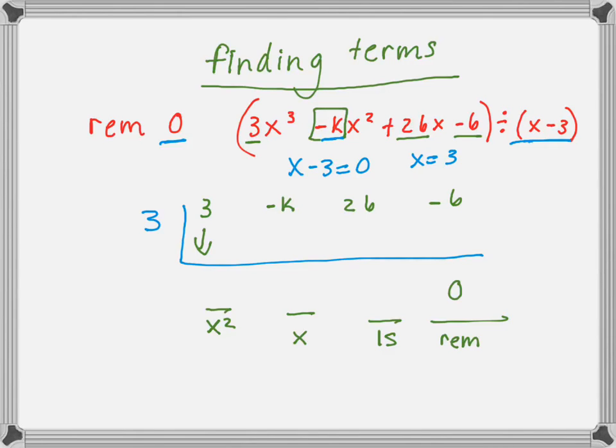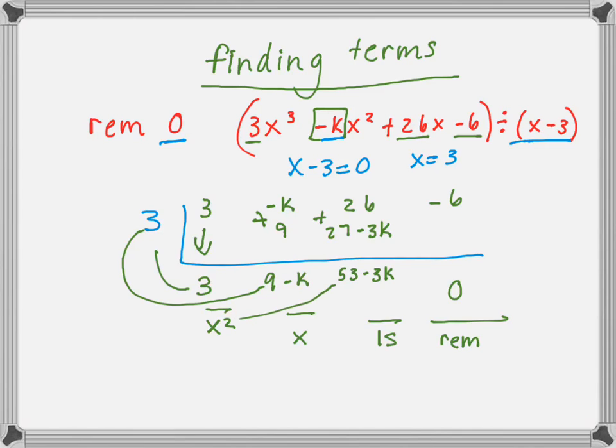So we bring down the 3. We multiply these together, we get 9. Now here's where it gets a little complicated. Once we add the k and the 9, we're going to keep it and just say 9 minus k. And now we're going to multiply this each time. So 3 times 9 is 27, and then distribute the 3 to the negative k, minus 3k. And now when we add these together, we're going to get 33 minus 3k. And now we're going to multiply through again, and we get 99 minus 9k. And we're going to add these together.